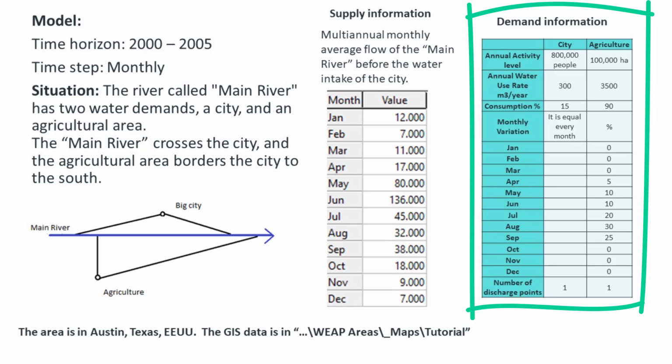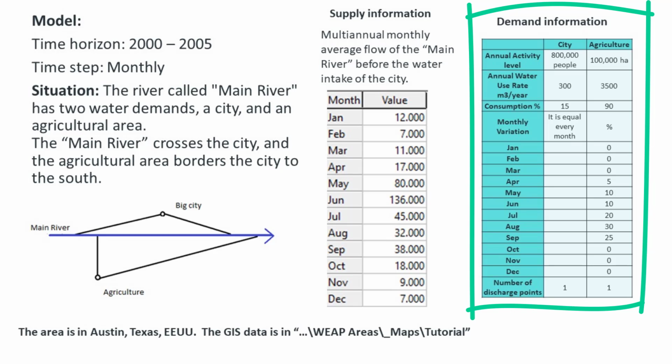The annual water use rate, the population and agricultural demand requirement, is 300 and 3,500 cubic meters per year. Consumption is 15% and 90%. There is a return flow.